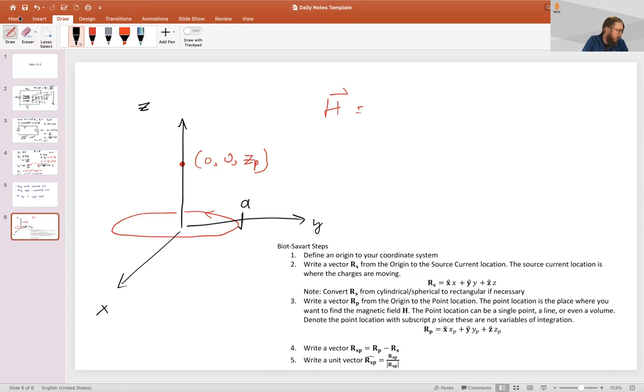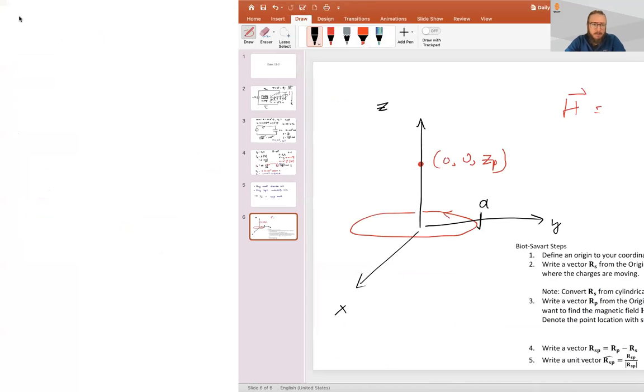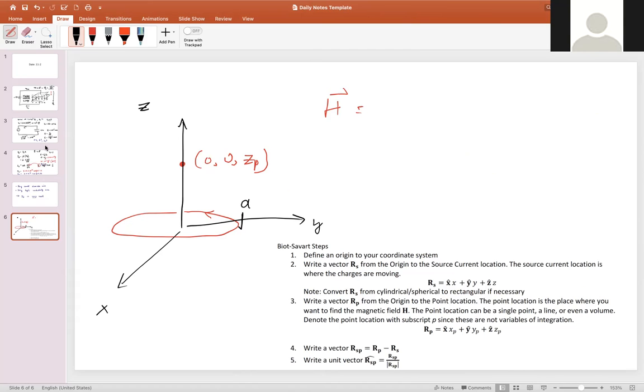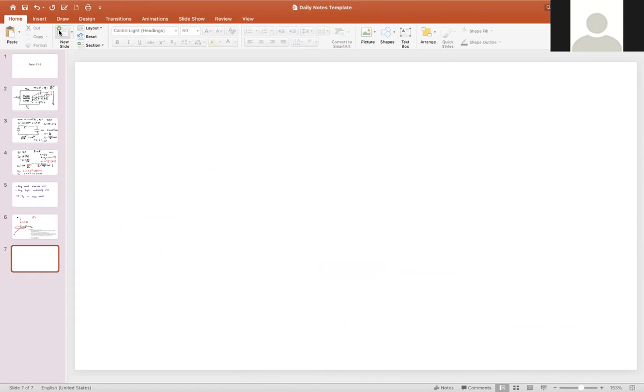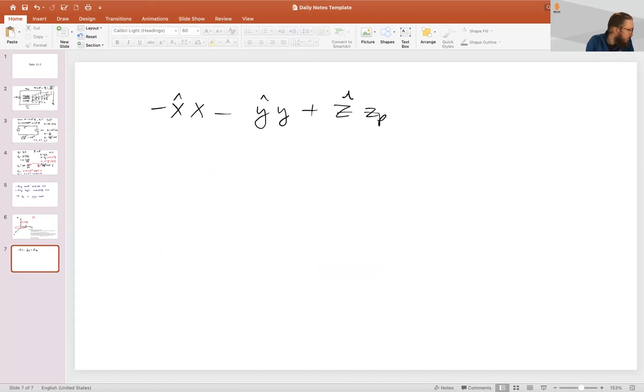Let me know when you have an answer for step 5. I got negative x in the x direction, negative y in the y direction, plus zp in the z direction. Okay. The root of x squared. All right, yes, I believe this should work.